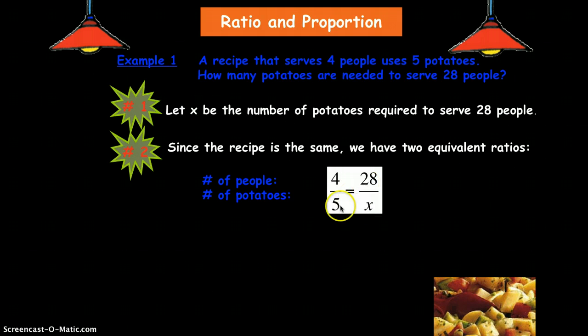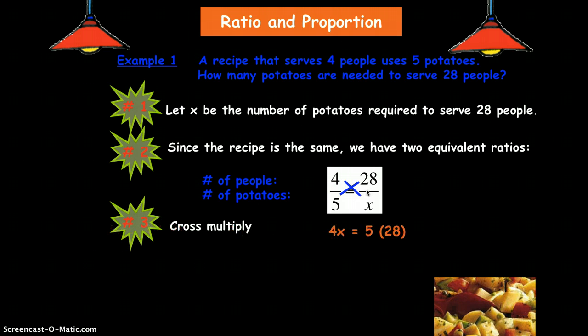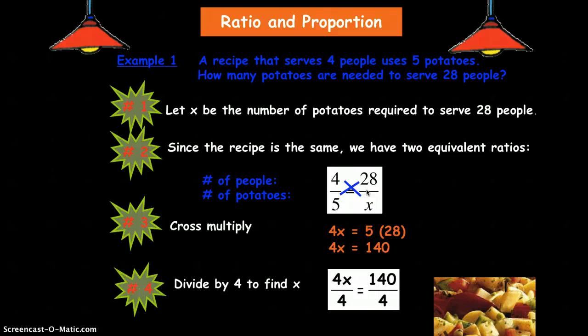From here, you can right away use cross multiplication that you already know. So cross multiply, you will end up with 4x is equal to 5 times 28. 4x is equal to 140. Divide both sides by 4. You will get 35 potatoes. So for 28 people, you need 35 potatoes.